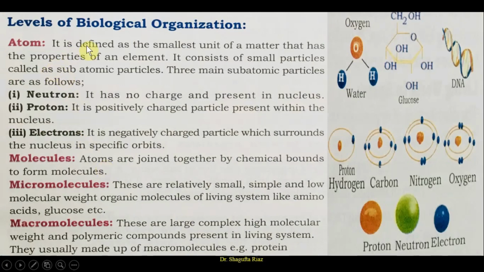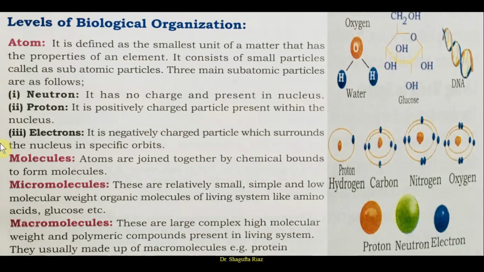Now, levels of biological organization. What are the levels of biological organization? We will discuss how living organisms are composed and what are the gradings or levels which provide the foundation of living organisms. As we know, life is built on a chemical foundation which is based on elements, right? Chemical elements.